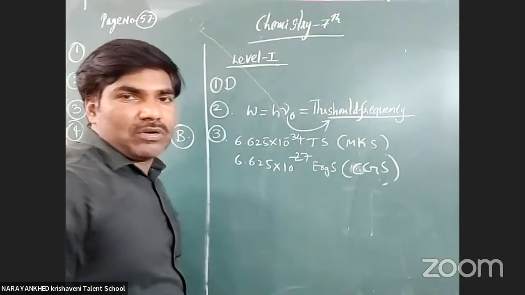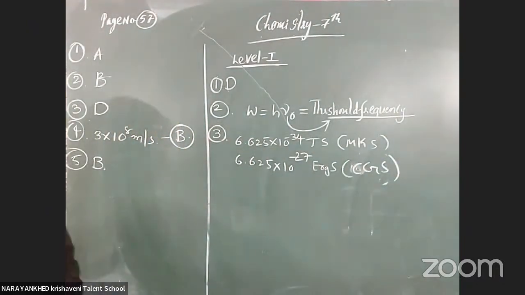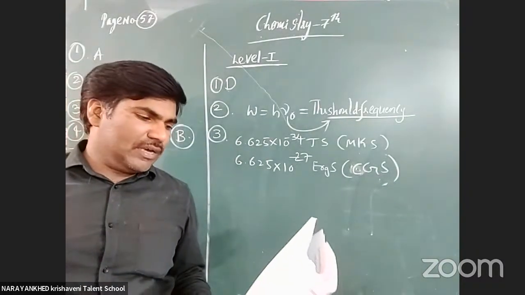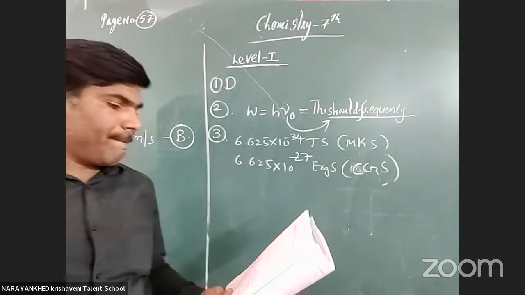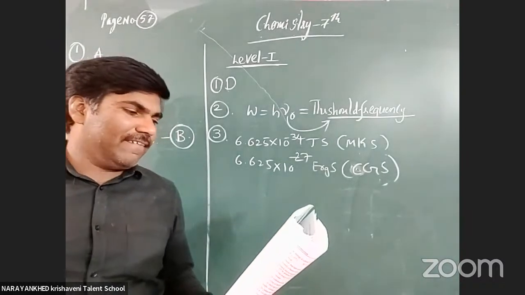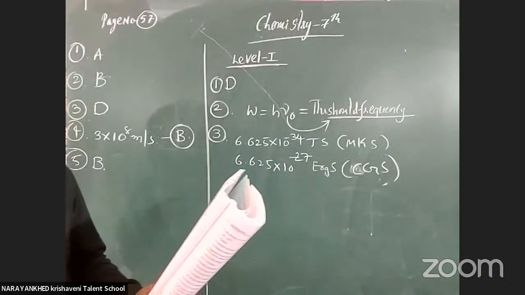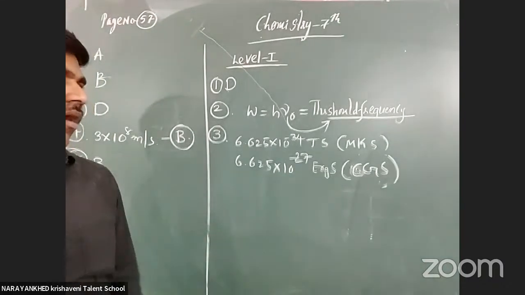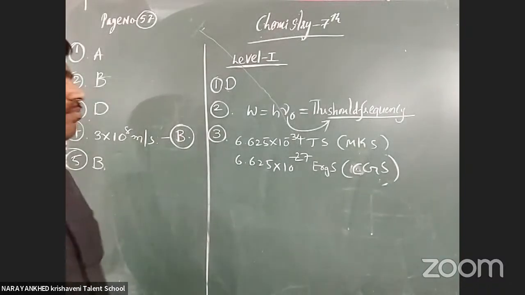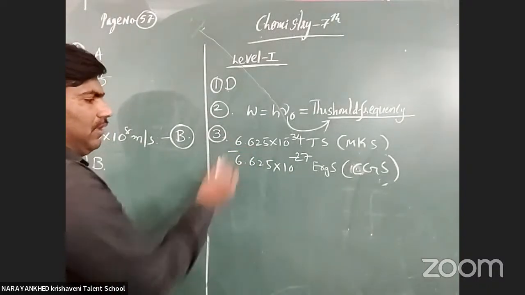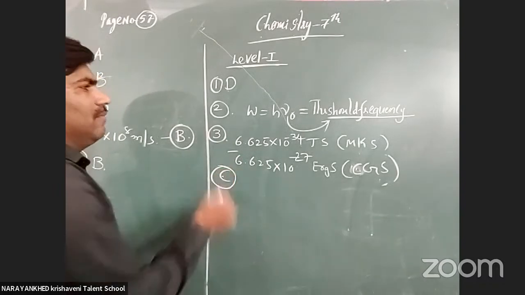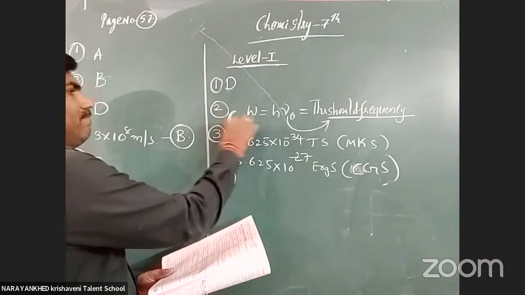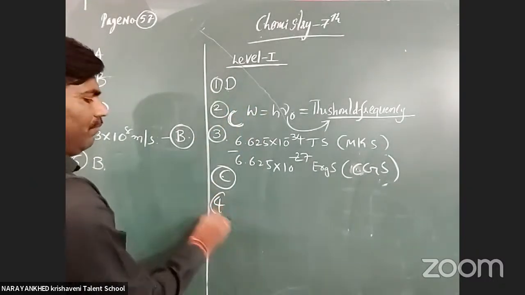1 joule is equal to 10 to the power of 7 erg. Based on that only we consider this. Erg second, joule second, h is in joule seconds. Both are correct, A and B, so the answer is C. Fourth one.